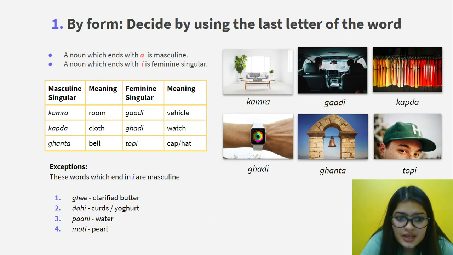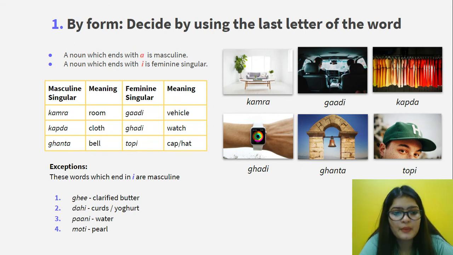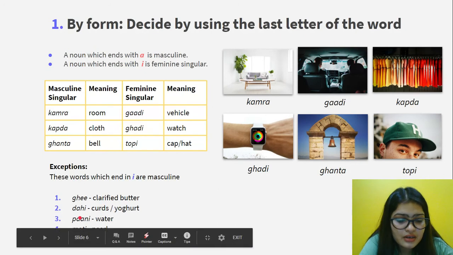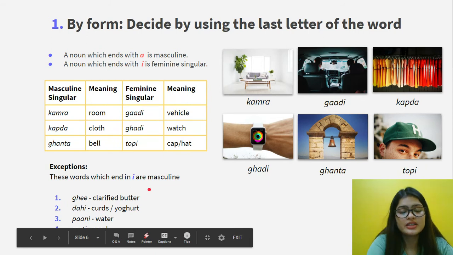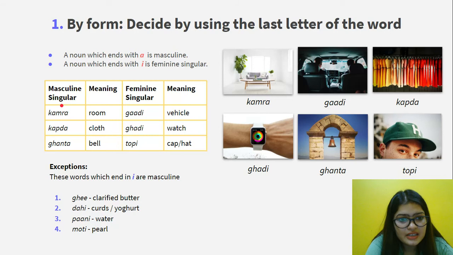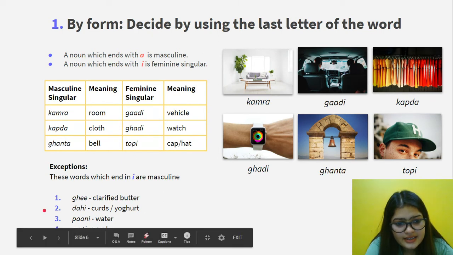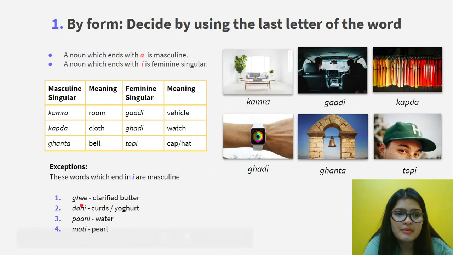Now, what are the exceptions? These words which end in ई are masculine. Ghee, clarified butter. Dahi, curd or yogurt. Pani, water. Moti, pearl. Now, what is the exception explaining to us? That even if we have the ई sound in all of these examples, even then they are masculine and not feminine. Why? Because in the rule above we just learned that the आ sound represents masculine and the ई sound represents feminine. However, in these words there is the ई sound, and even then they are considered masculine.